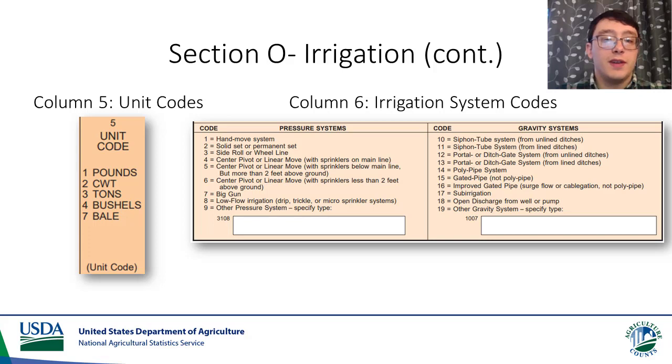Please confirm the units for each crop's yield in column 5. Options for column 6 are displayed at the bottom of the page, and if none of the displayed options are reported by the operator, you can always write in the irrigation system that was used.